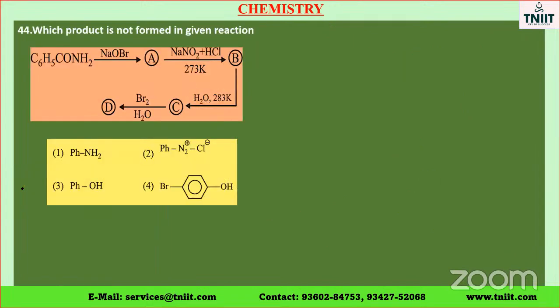The next question. Which product is not formed in the given reaction? So this is C6H5CONH2. It is an amide. When an amide is allowed to react with NaOBr, it is Hoffmann's bromamide reaction. So this CO is removed, and you get C6H5NH2. Conversion of amide to amine is called Hoffmann's bromamide reaction.